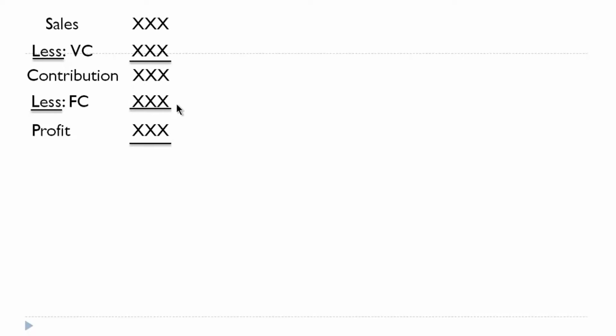So instead of a single cost, here we have divided the cost into two. One is variable cost and the other one is fixed cost, and finally we landed at profit.